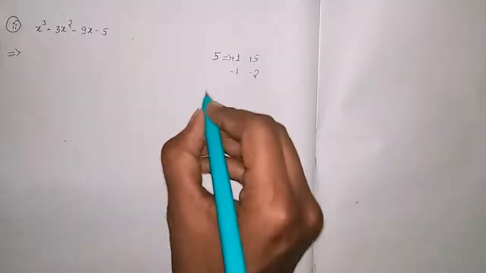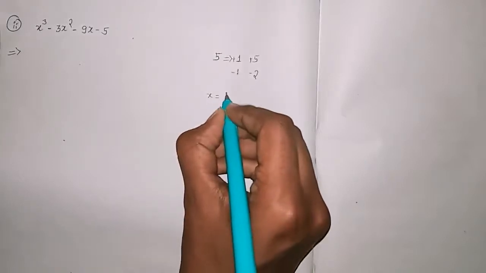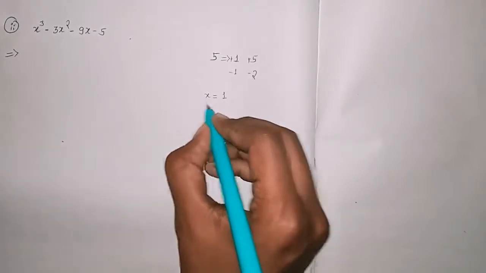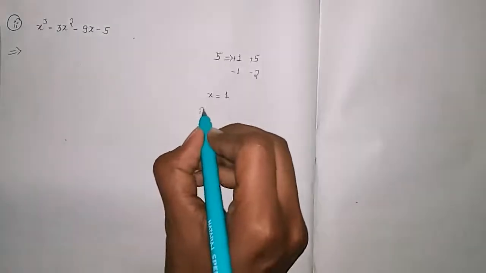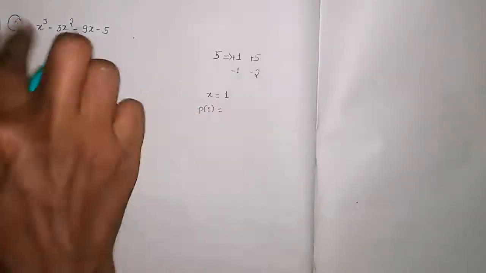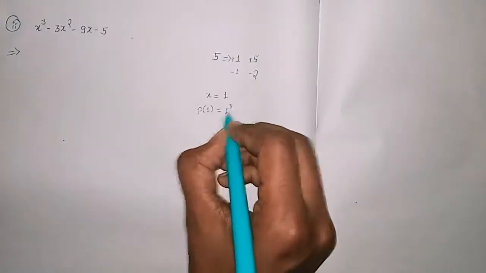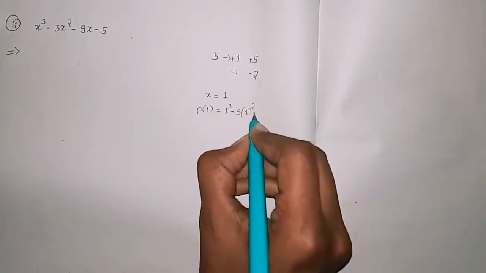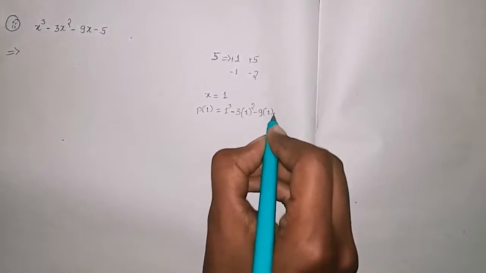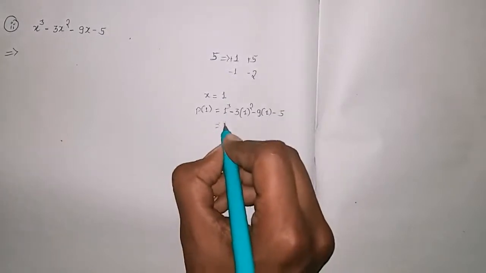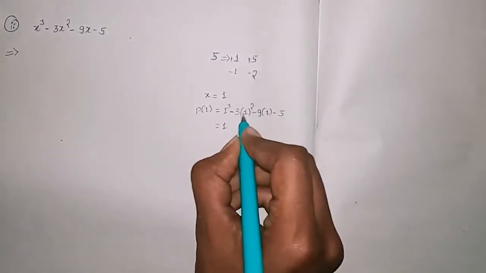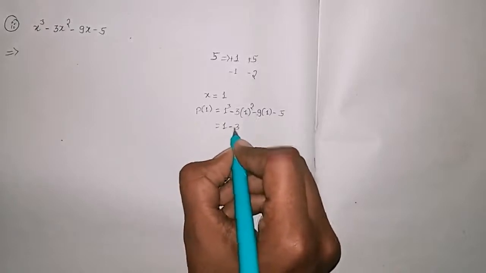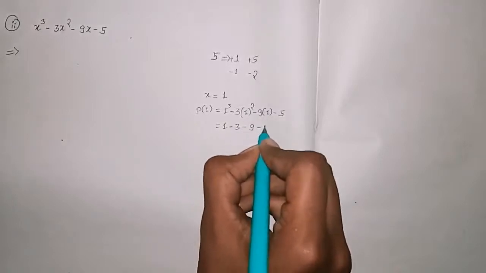So in the equation, x is equal to plus 1. I will consider the first term, so I will use p of 1. First equation: 1 cube minus 3 into the bracket 1 square minus 9 into the bracket 1 minus 5. So 1 cube is 1, 1 square is 1. Minus 3 into 1 is minus 3, minus 9, minus 5.